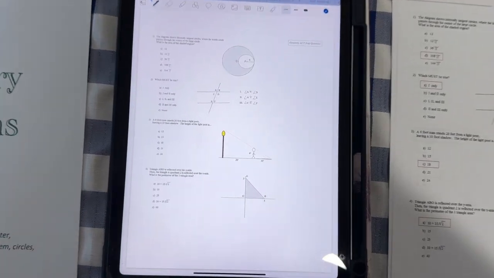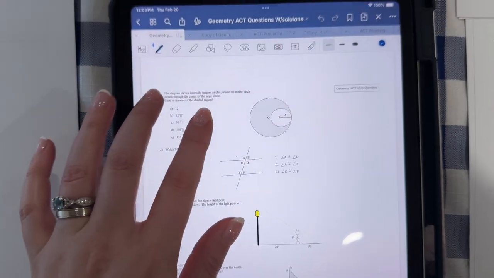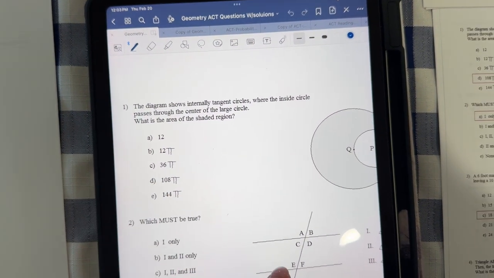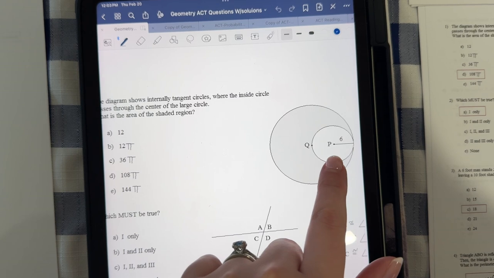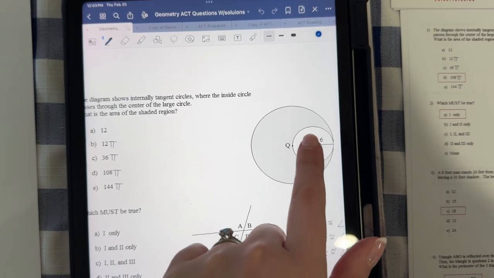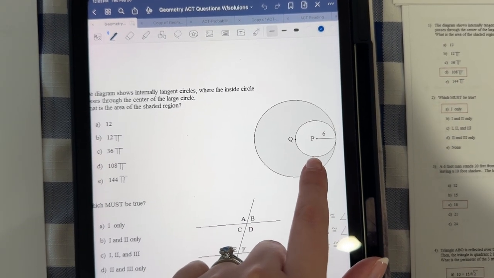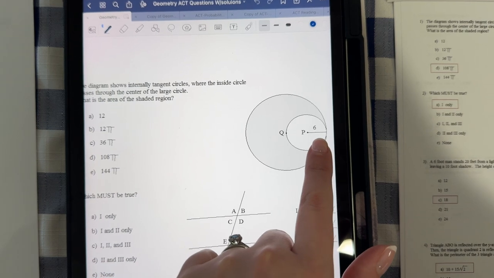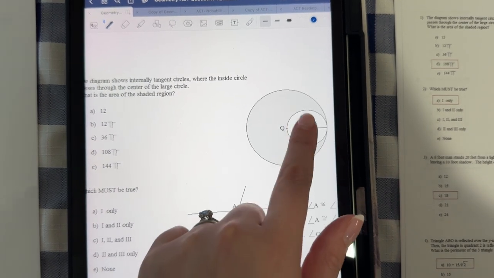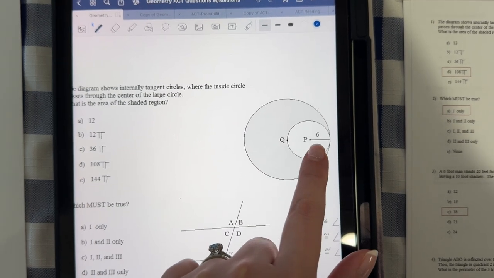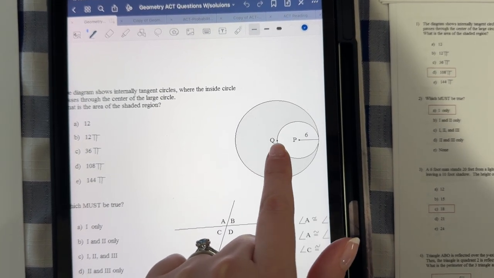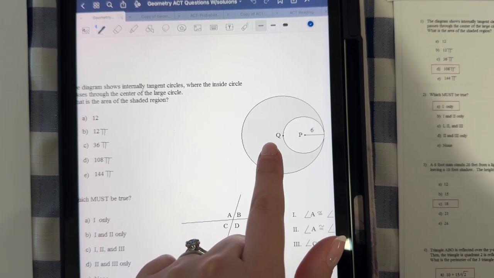Let's try a few. On the first page, we have a diagram that shows two circles. One is circumscribed inside the other. So the circle that is in white obviously has a radius of 6. And the circle that is shaded in gray has a larger radius than 6. It has a radius twice that of P, therefore the radius of Q is 12.